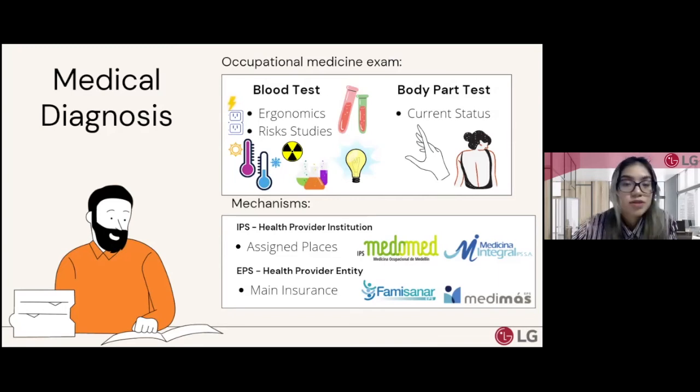The mechanisms to take those medical diagnoses are two. We have first the IPS, or the health provider institutions, which are subcontracted by the EPS, or the health provider entities, which are the main insurance companies. Okay, they're bigger and they hire those IPS to do more specific and developed exams. Okay, so there are several types.